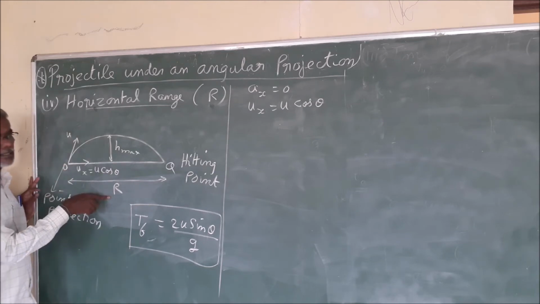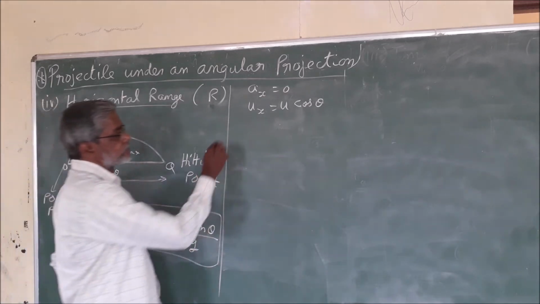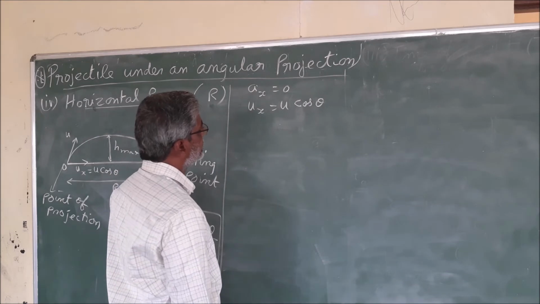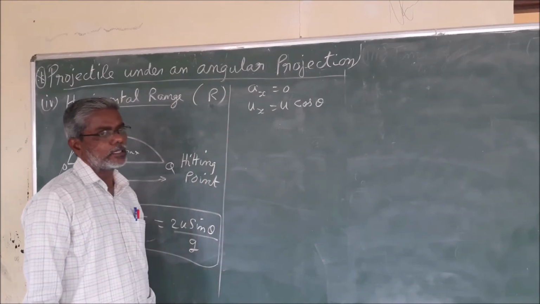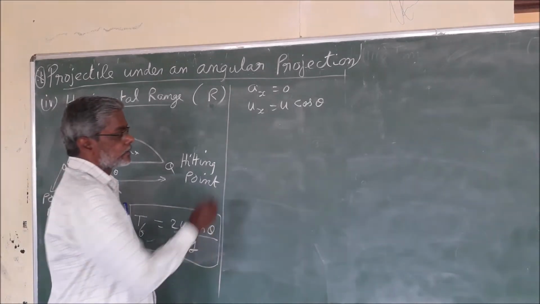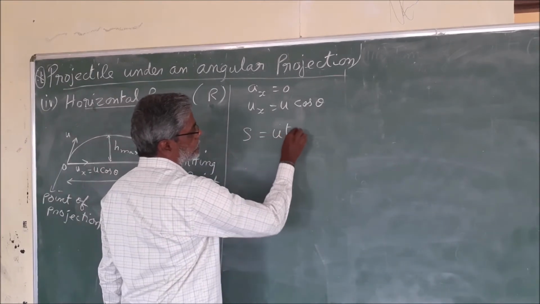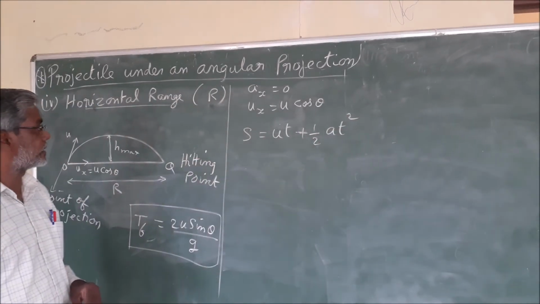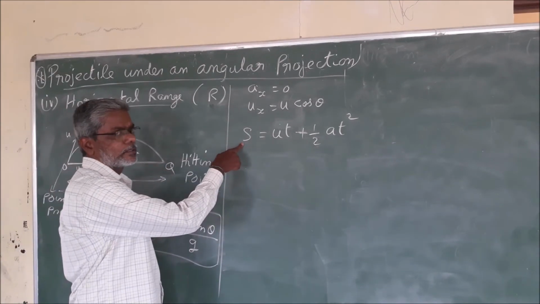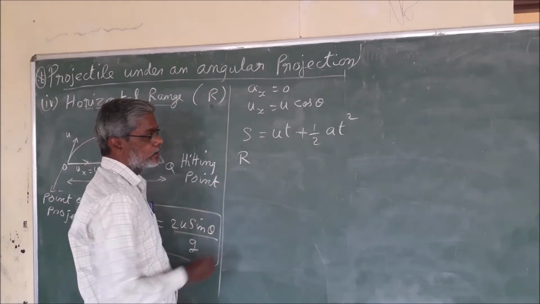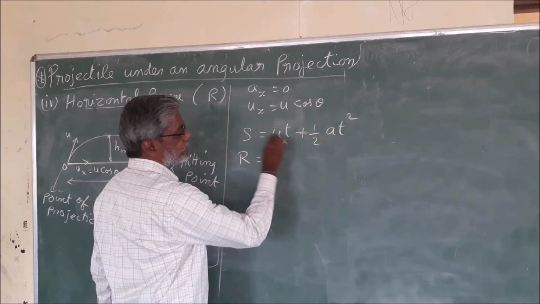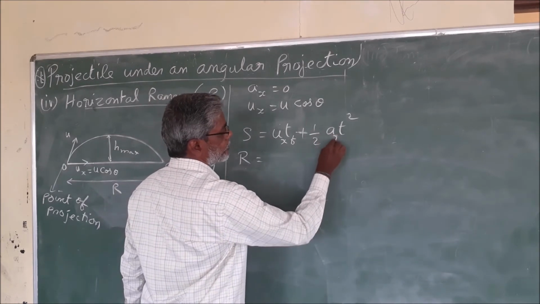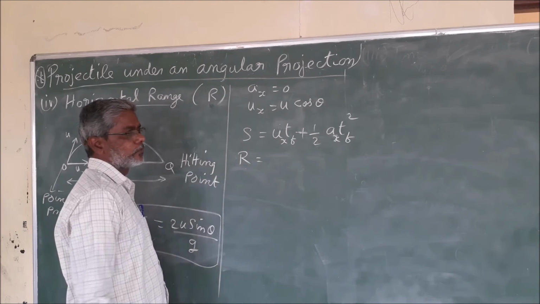Here the horizontal range moves in the x component. So here acceleration is equal to 0 and initial velocity is equal to u cos theta, and from the equations of motion, s is equal to ut plus half a t square. From this we can calculate the range. S is nothing but the distance, I will write it as R, and u is the initial velocity, it is ux, this t is called time of flight, a is acceleration.